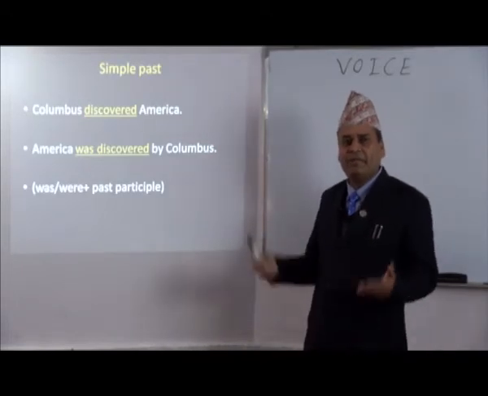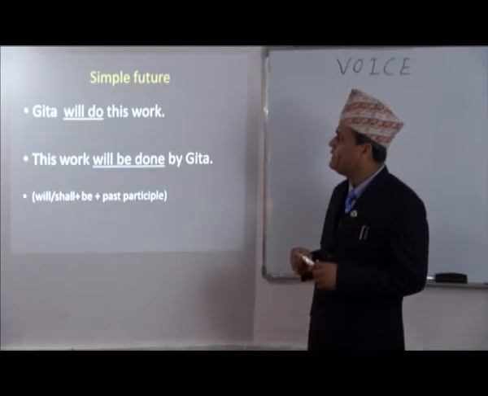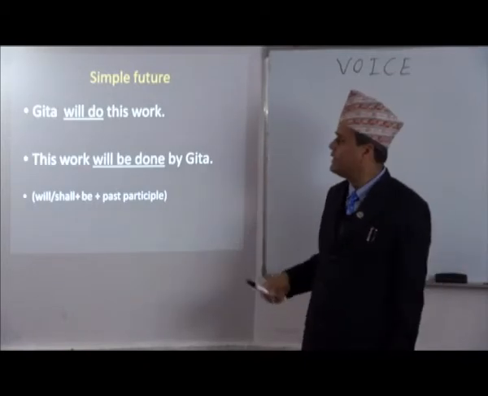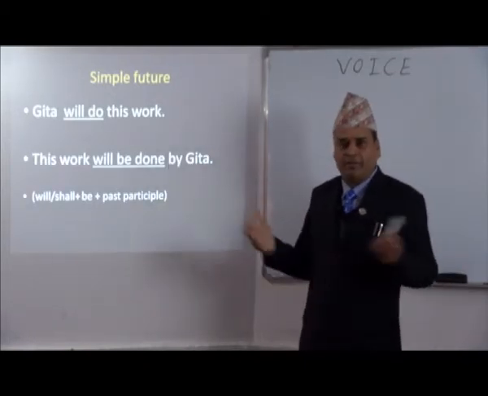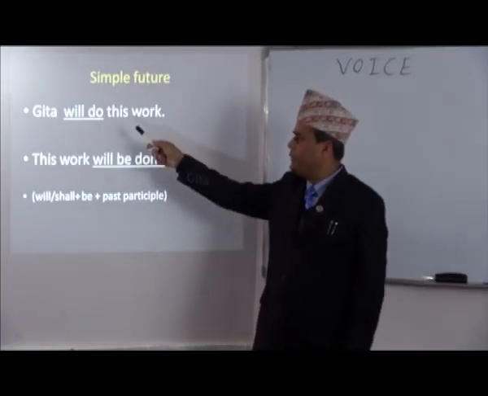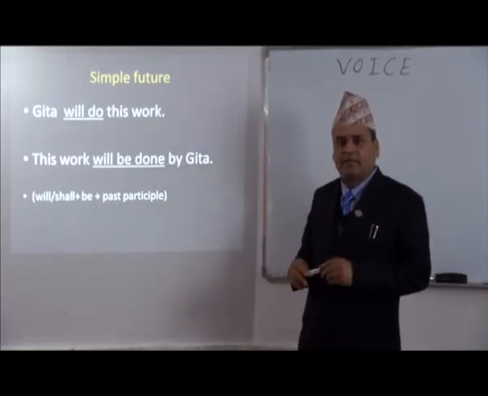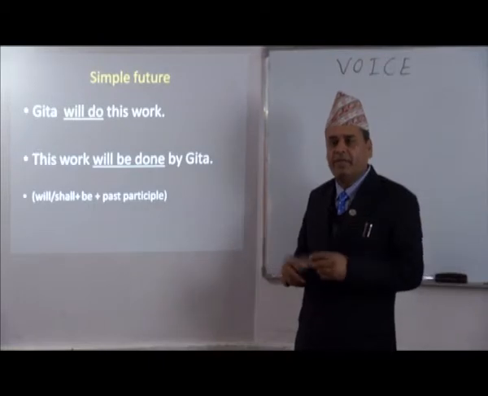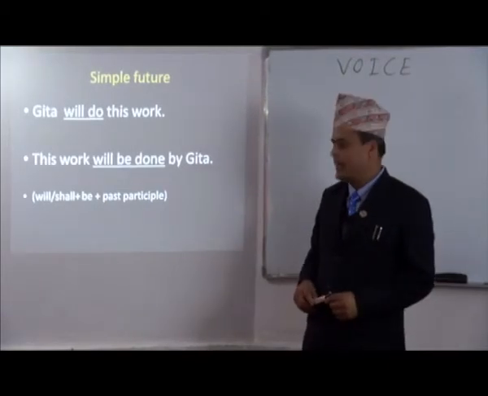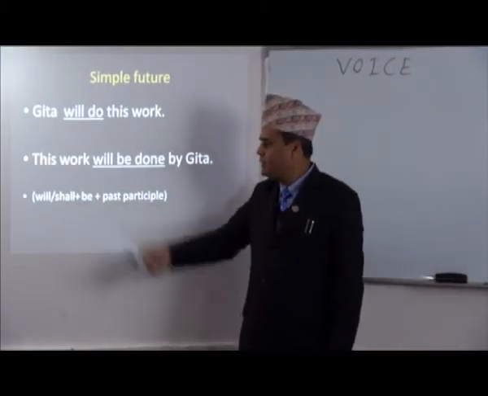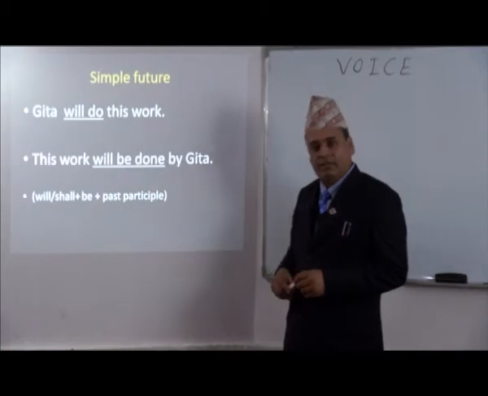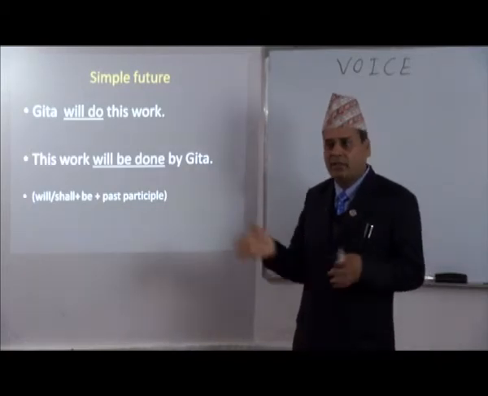Okay, now let's have a look at the new example, that is future tense. Okay, in simple future tense, what we do is we use be verb. You see, subject and object interchange, and will do. Gita will do this work. Here, verb is do. It has come in future tense. So this work will be done by Gita. Okay, and the formula based on this is will or shall plus be plus past participle. This way we change simple future tense into passive voice.